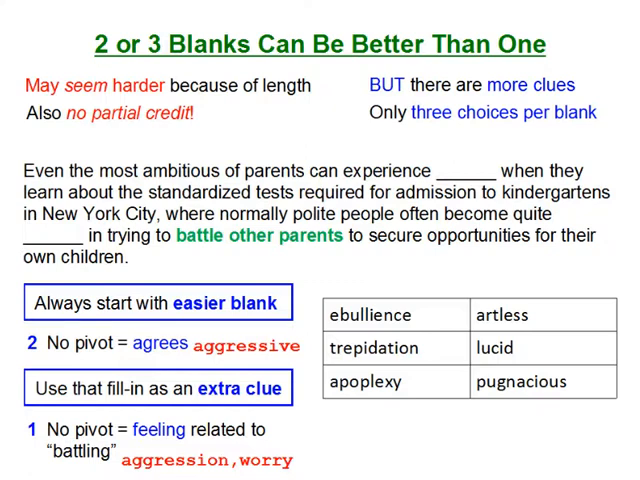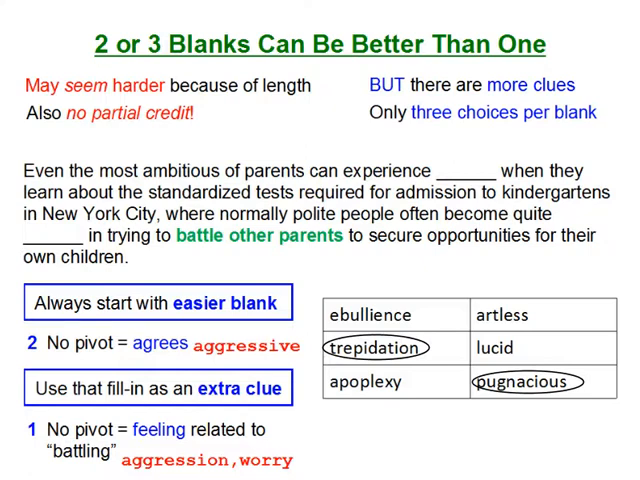Pause the recording if you want to think about this right now and come up with an answer. Pugnacious is the nearest match to aggressive. A pugilist, with that prefix pug, is kind of an archaic way of describing a boxer or a fighter. And trepidation is the nearest match we have to an experience related to battling that they might have. It turns out it's not aggression, it's actually fear. So they experience fear, and therefore they become aggressive when trying to get opportunities for their kids.